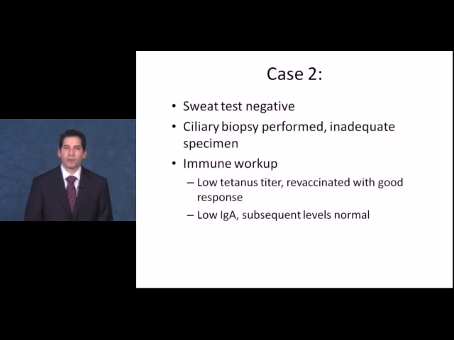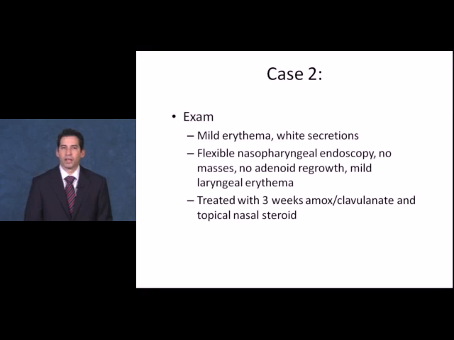A workup had been performed, including a sweat test which was negative, a ciliary biopsy which was non-diagnostic due to an inadequate specimen, and an immunologic workup which showed a low tetanus titer, and subsequent revaccination resulted in a good response. The patient also initially had a low IgE and subsequently developed normalized IgA levels. On examination, the patient had mild erythema and white secretions within the nose. Flexible nasopharyngeal endoscopy revealed no masses, no adenoid regrowth, and mild laryngeal edema.